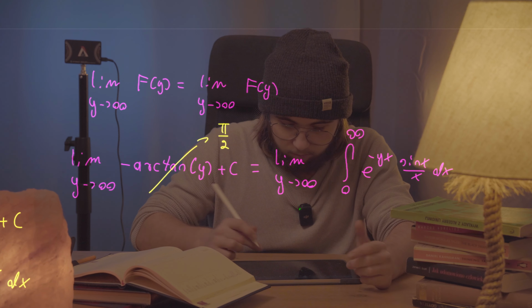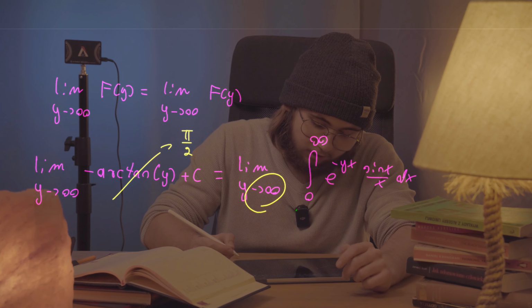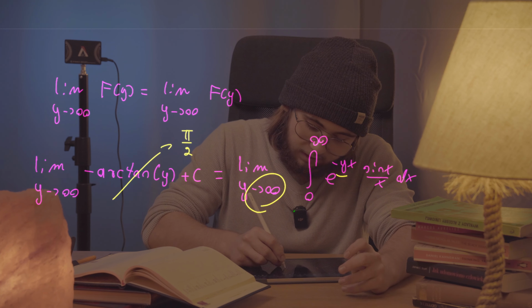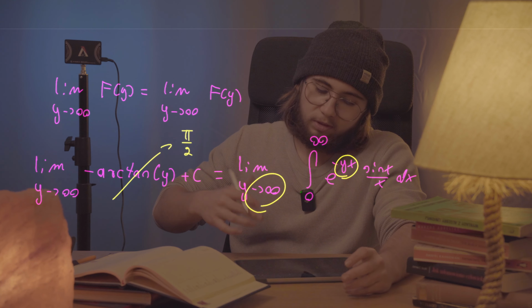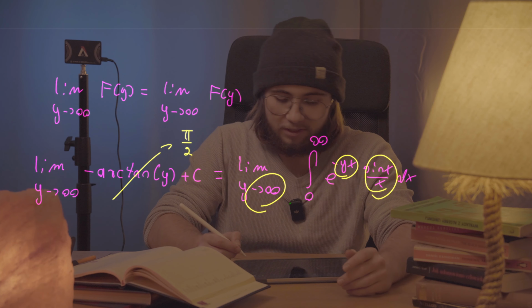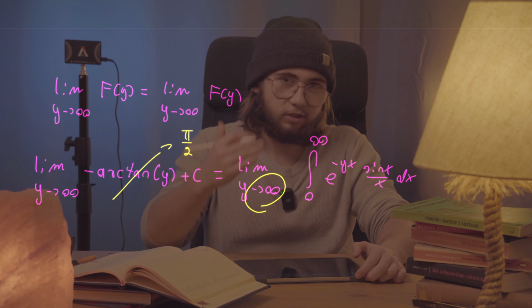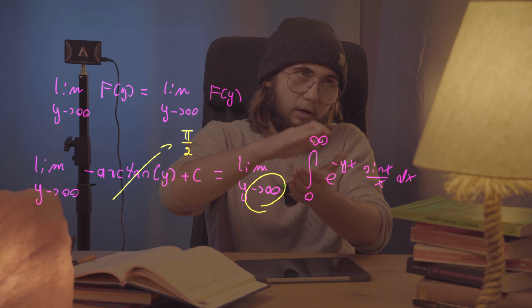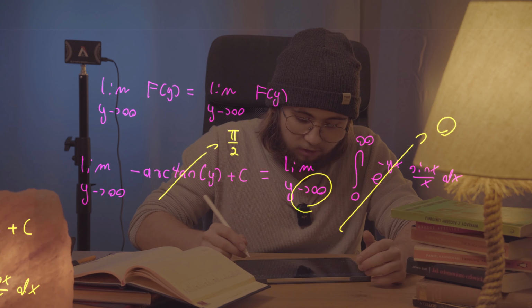And so, that's pretty nice. As y is going to infinity, this e to the negative yx is going to 0. And also, it's pretty lovely because the sine of x over x is also going to 0 as x is getting larger. I mean, sine of x is just oscillating, and 1 over x is getting smaller.